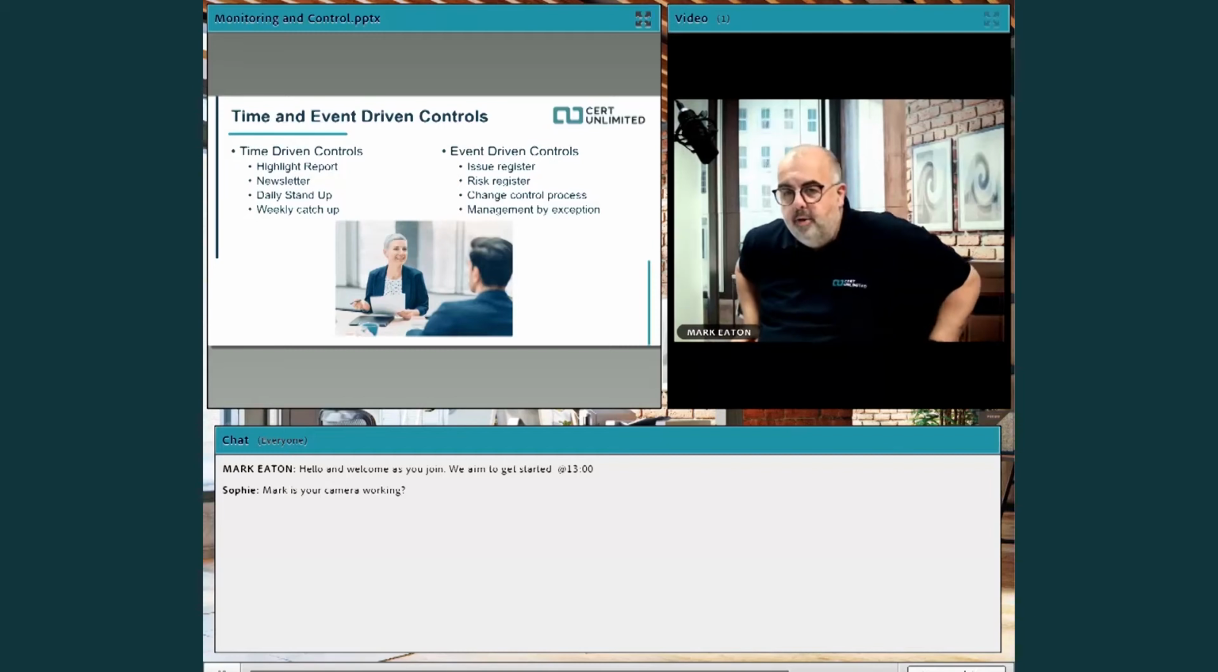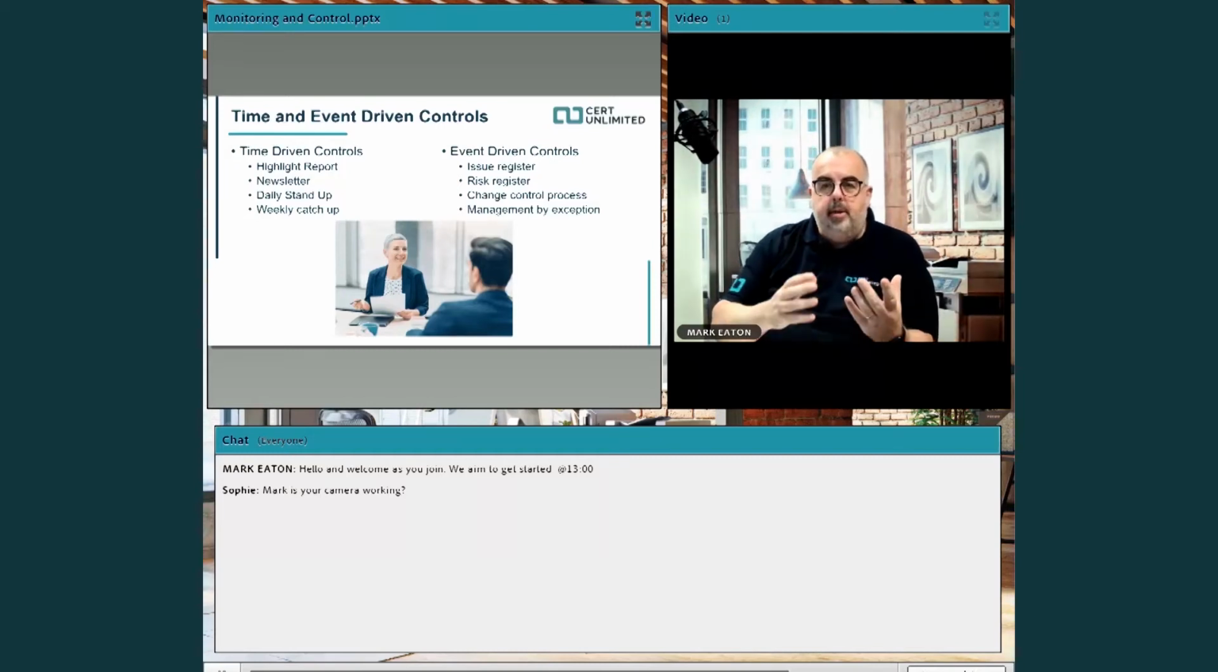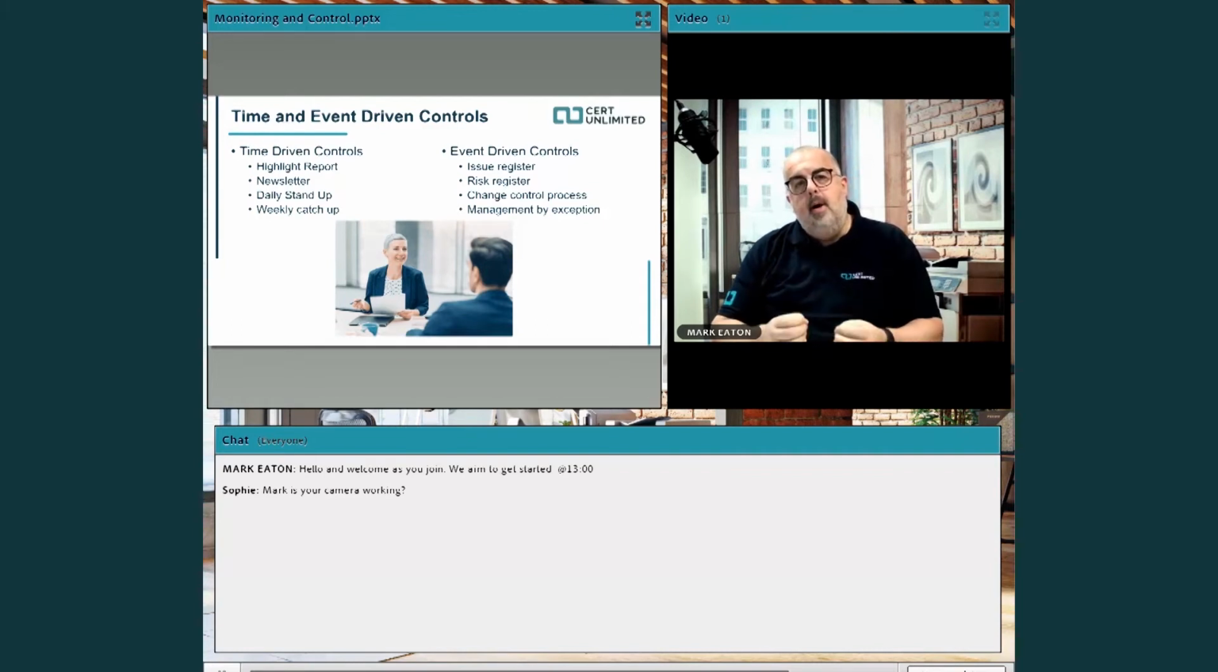So let's talk about how we control. Based on our plan, how do we control? Well, there are two types of control mechanisms that we can use. We can use both time or event-driven controls. Now, a time-driven control is something that's driven by a frequency, by a time frame. So this is how we report in a lot of projects that we were working in. We have regular reports that are done at a regular frequency and in a regular format to our stakeholders.